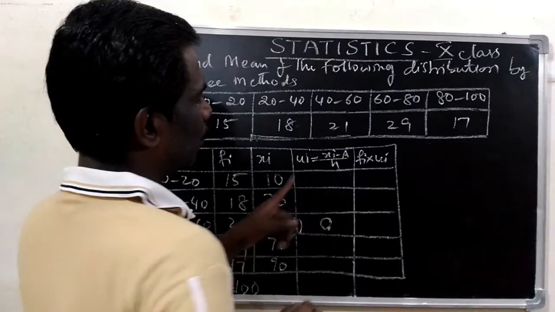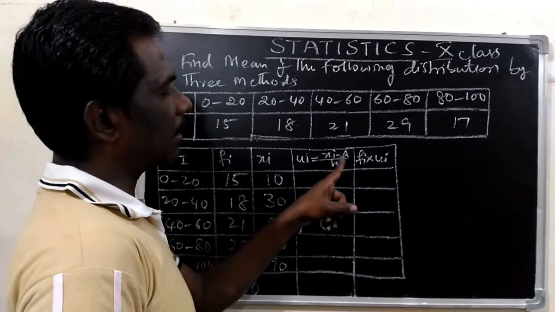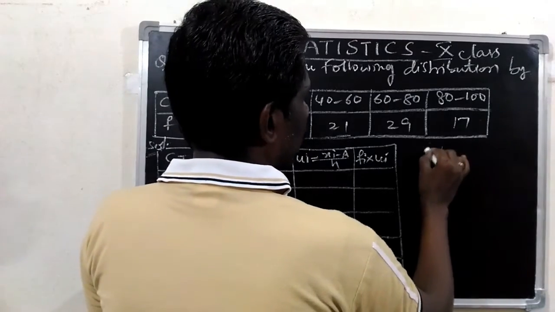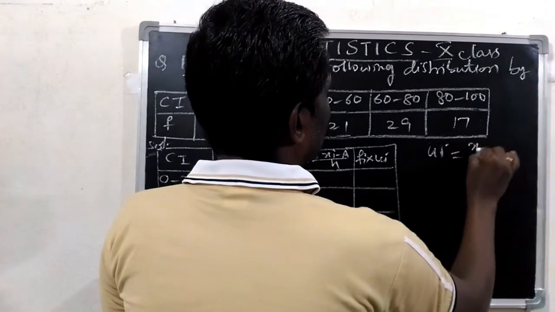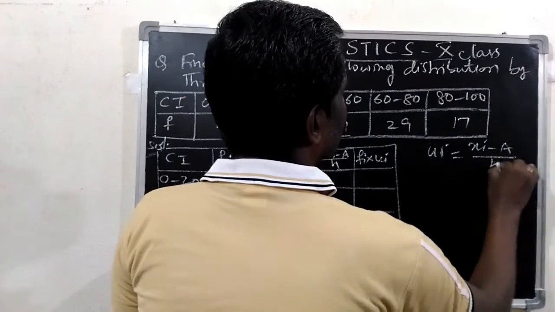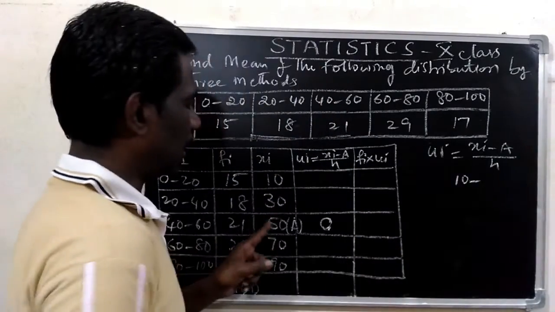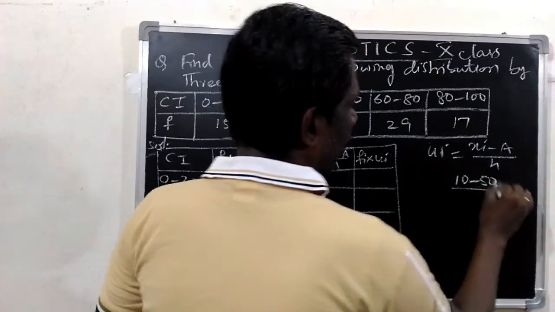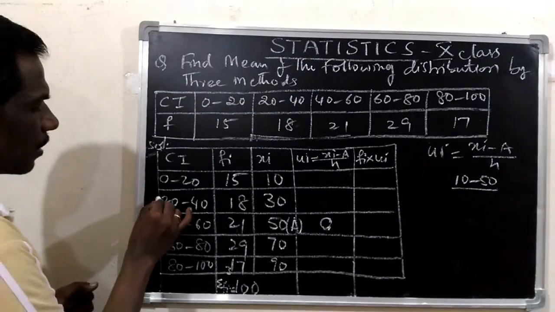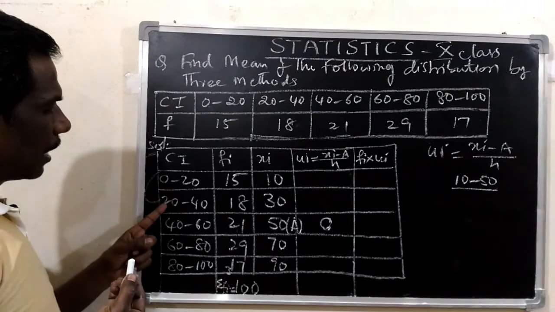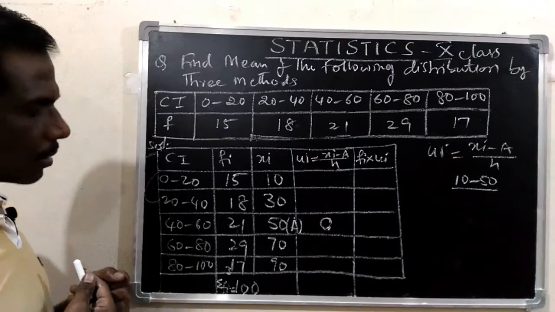See, the first UI value is what? Xi minus A by H. Here Xi is 10. So this is UI, whose formula is Xi minus A by H. So Xi is 10 minus A is 50, by H. What is H? The difference of this class. 20 minus 0 is 20.